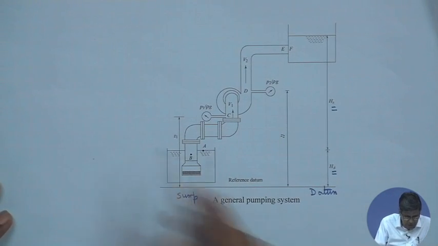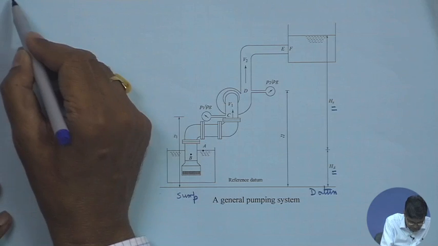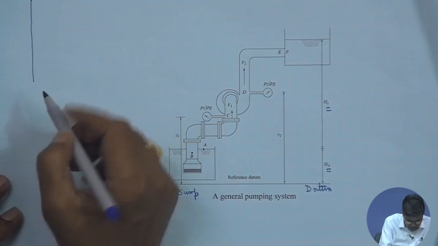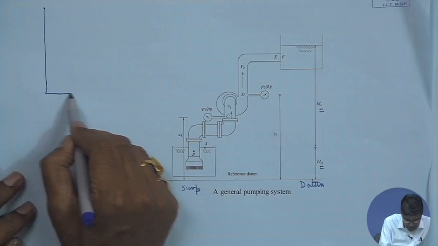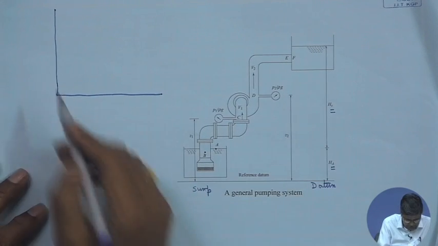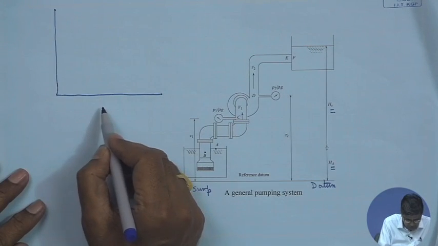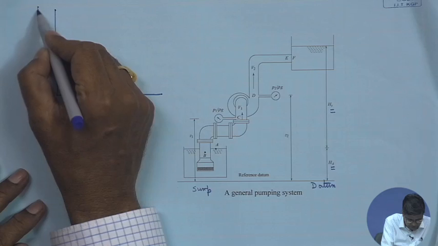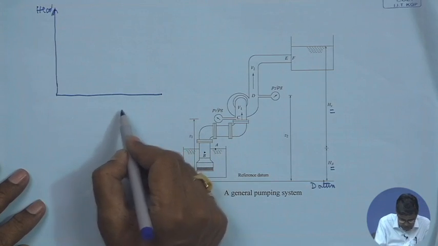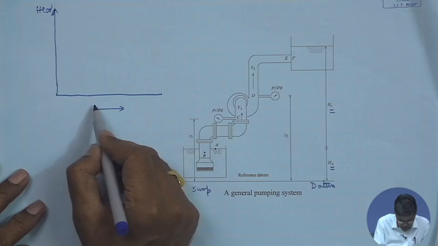Now, if we draw a diagram like this, head versus the flow path, this is the head and this is the flow path.